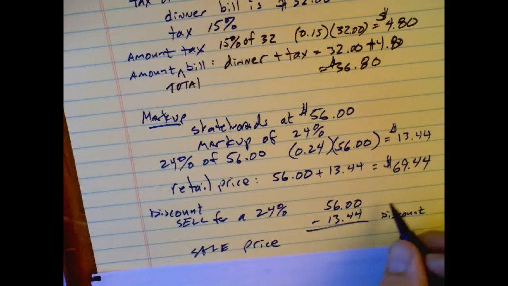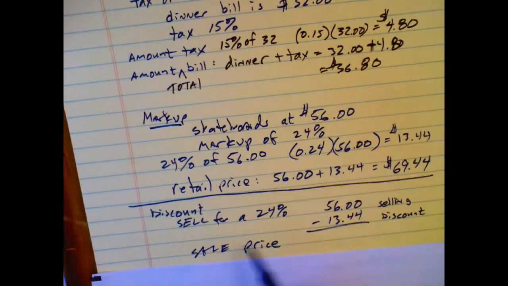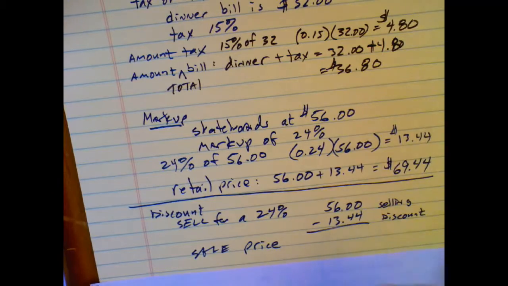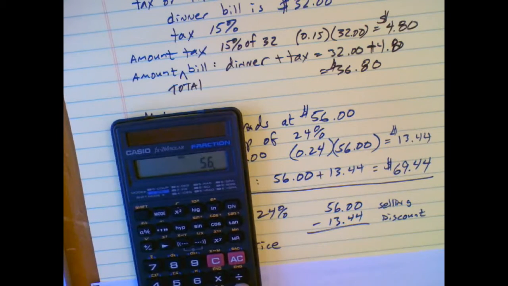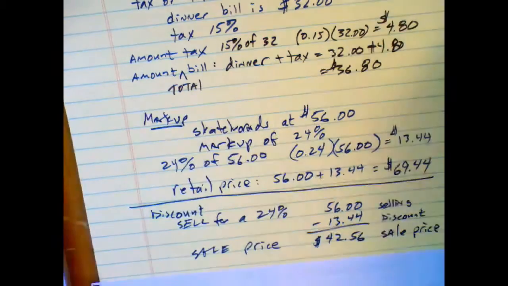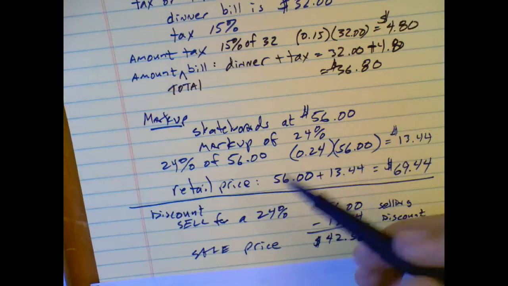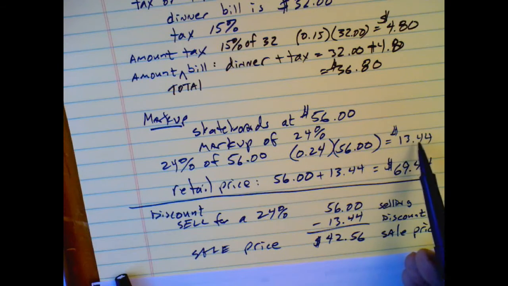This is my discount. I'm saying this is what I'm selling them at. So this is completely different from this situation here. So if I do 56 minus the $13.44, this is saying the sale price would be $42.56. That's my sale price. So these are two different situations. I just happen to be using this value here for my retail price, my selling price, and subtracting from it. Here, this is my wholesale price, and I'm marking it up, and this is what I'm adding.